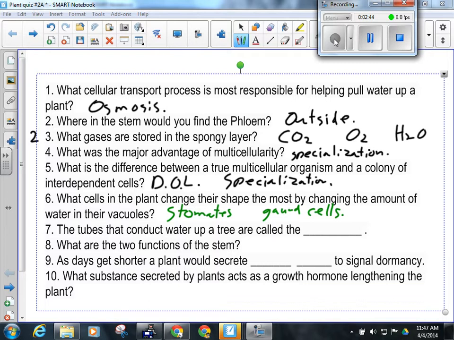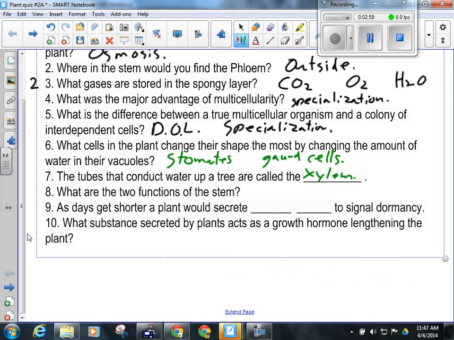Okay. Number 7, the tubes that conduct water up a tree are called? Nope. Xylem. Okay, what are the 2 functions of the stem? Does 2 things. That's one of them. Okay, conducts, because I gave it to you in the question before. Okay, and the other one, support. Conduction and support. 1 mark each for those. No, because that's what the roots do.